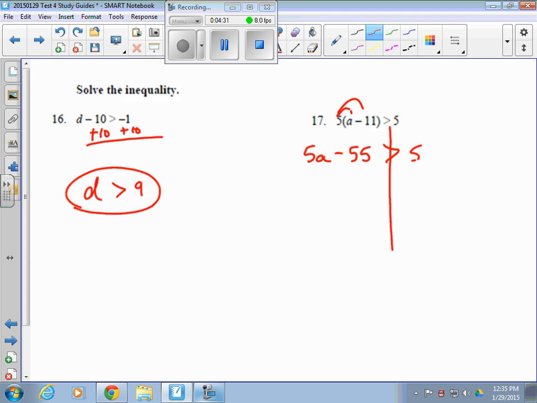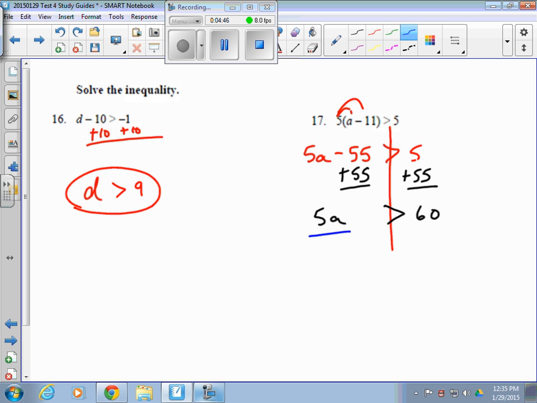Now undo your order of operations. Undo minus 55 by adding it to both sides. 55 plus 5 is 60. So you have 5A and you got 60. Again, all we did was add. No reason to reverse the symbol.